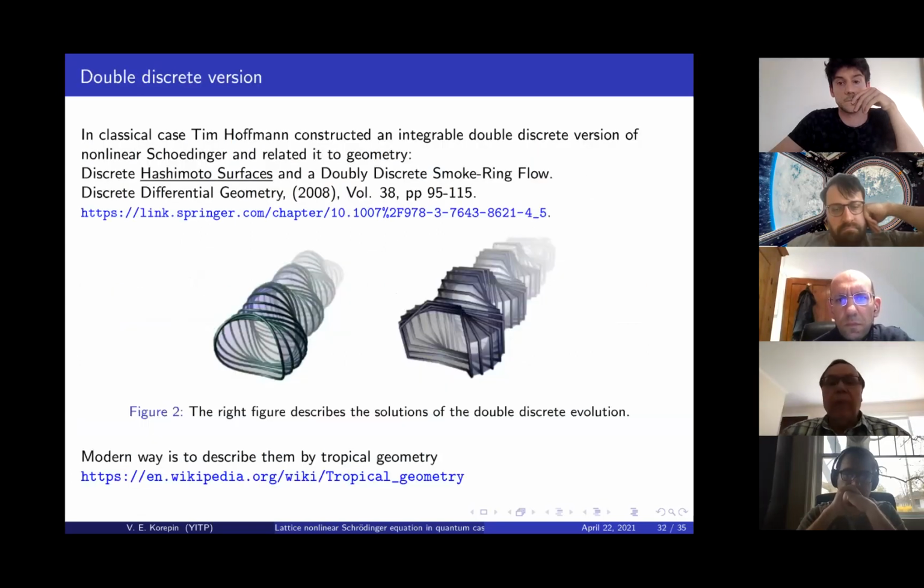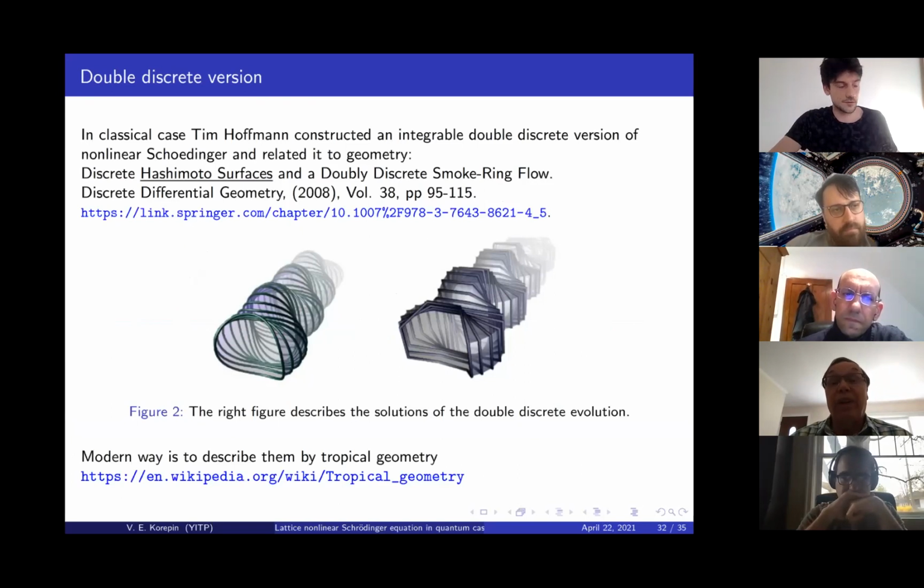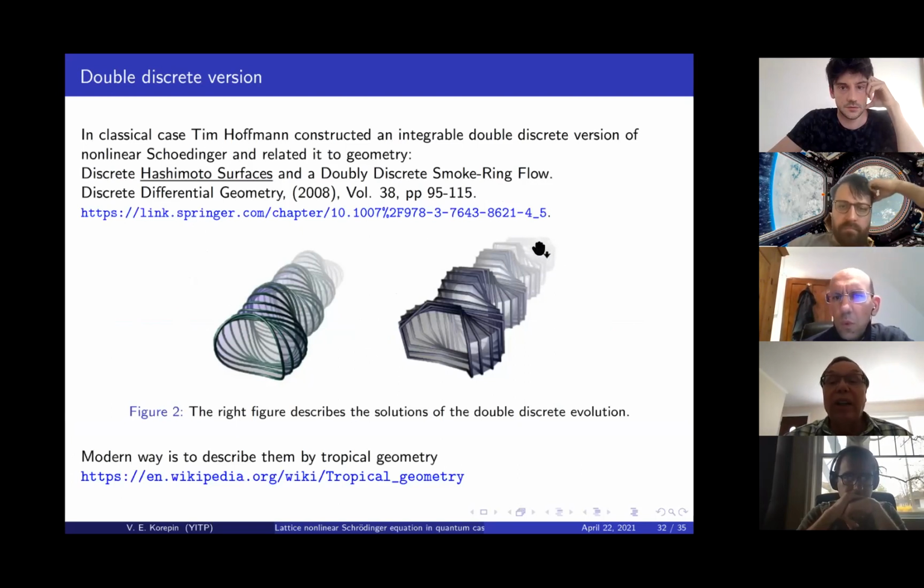Okay. So right now, let me recall the beginning of the lecture, because the lecture was called lattice nonlinear Schrödinger. But so far, only the space variable was discrete. How about the time variable? The time variable also can be discretized. And people work on this. Tim Hoffmann, the same Tim Hoffmann, wrote a paper about the double discrete nonlinear Schrödinger. He arrived at this from the point of view of geometry, which was his main application.